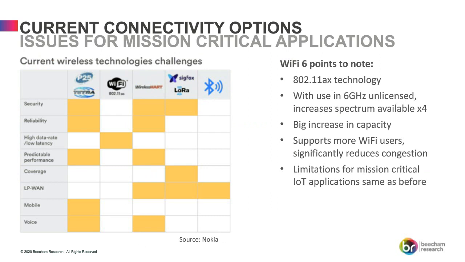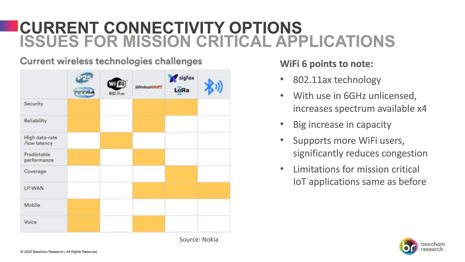So then, looking at current connectivity options, this is a slide from Nokia, in fact, which looks at different wireless technologies and the key plus points, if you like, and the potential negatives from all of those. The point to make about all of these is that for each of these challenges, security, reliability, high data rates, low latency, predictable performance, coverage, being able to work with a low power wide area, mobile use and voice, cellular covers all of them, but all of the other technologies are only evident in some of them.